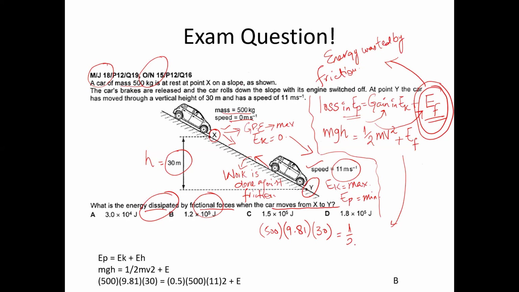This is equal to half, mass is again 500, and v square. So velocity at point Y is 11 squared, plus we need to find out the energy against friction. Solving the whole matter, this whole term will be subtracted from this whole term, and at the end we will get the value of EF equal to 1.2 into 10 power 5 joules. This is a way of finding the energy wasted by friction.